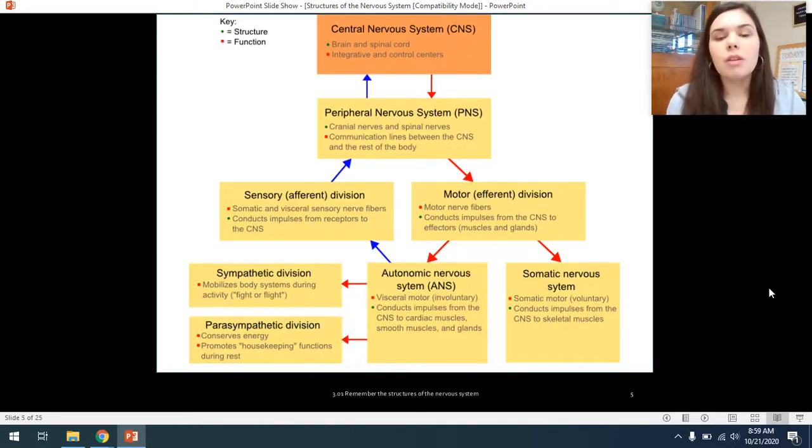So here's what an image of all of that together looks like. At the top, you have your CNS, your central nervous system, and it contains things like your brain and your spinal cord. And then it sends information to your PNS, your peripheral nervous system, which involves different cranial and spinal nerves, and it's the communication line between the CNS and the rest of the body. And then you break into those sensory and motor divisions, your autonomic versus your somatic, and then your sympathetic versus your parasympathetic. So it's kind of like a tree, with different branches that branch off of each other. That's how your nervous system works.